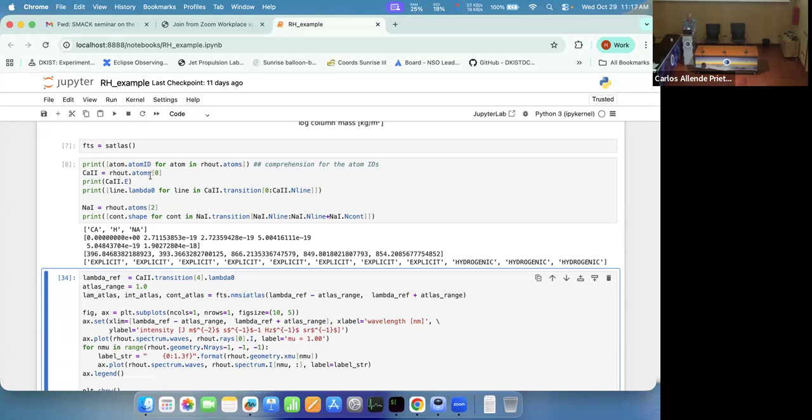Then you can say, well, calcium is the first atom in that list. And in calcium, I can print, for instance, the energy levels, calcium2.e, or I can print all the wavelengths of all the line transitions, calcium2.transition from 0 to calcium2.n line, the number of lines in the model. And here are the wavelengths: calcium K and H, and the 3 infrared triplet lines. And you can do similar things for the continuum transitions.